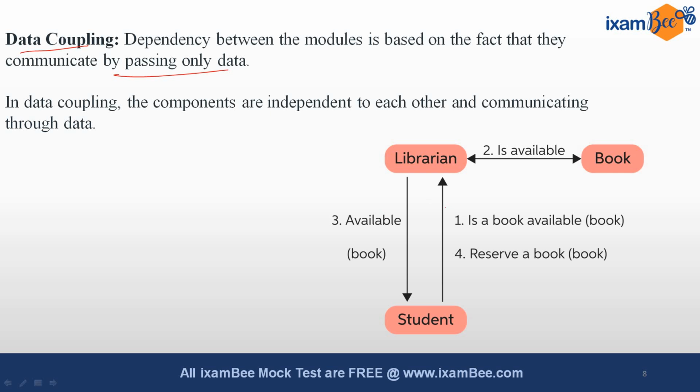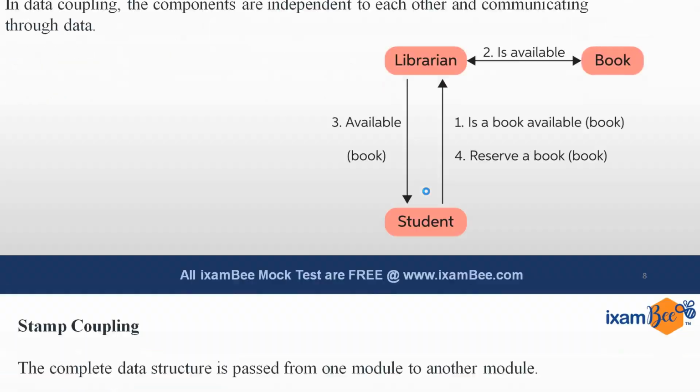For example, here is an example of a student, a library and a book. The student will ask whether a book is available. Then the librarian will check the books to see if it is available. If it is, the librarian will provide the book and the student will reserve it. So in this whole scenario, the student module is different, the librarian module is different, and the book database is different. All three modules communicate only by means of data. Okay, so this example is called data coupling.